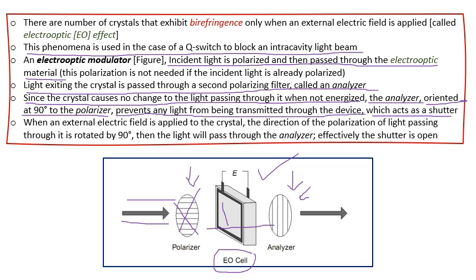When you apply an external electric field, the direction of polarization of light passing through it is rotated 90 degrees. When you apply the electric field, you know the birefringence phenomenon comes into action. When it does, you have the two polarizations, and definitely the direction of polarization is rotated by 90 degrees. So the light will rotate 90 degrees, and then this analyzer will not stop this light, and light will pass through. Now the shutter is open.